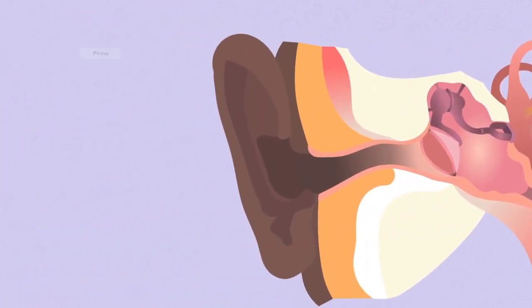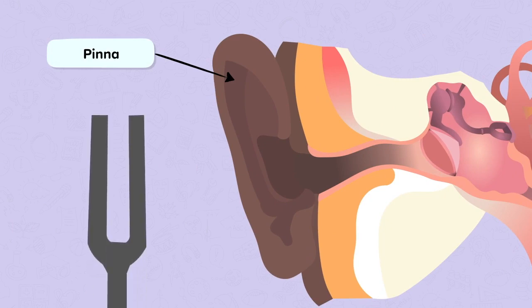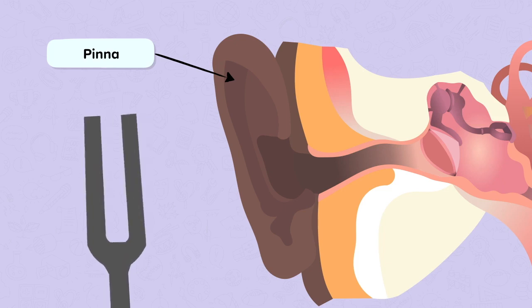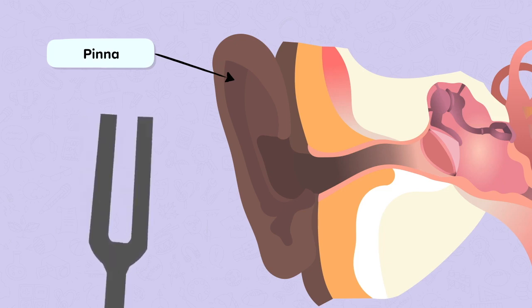The part of the ear that you can see on the outside is called the pinna. It acts as a kind of funnel to direct the sound further into your ear. Here is a tuning fork. If I hit it, it will vibrate and make the particles in the air around it vibrate too.